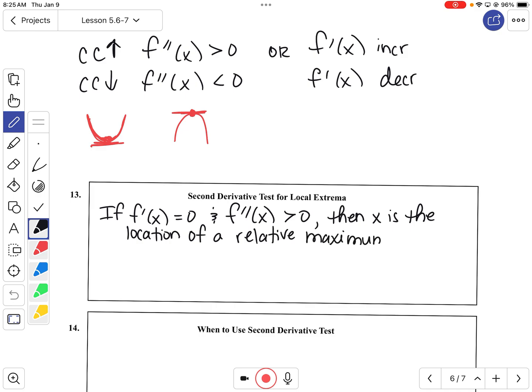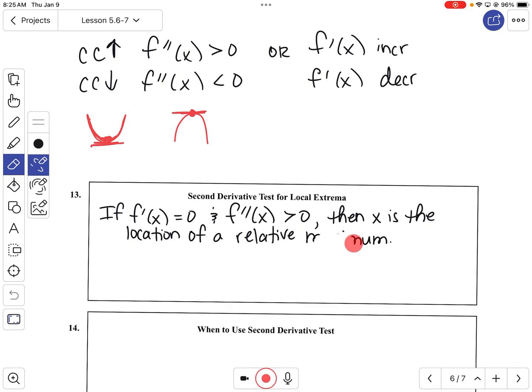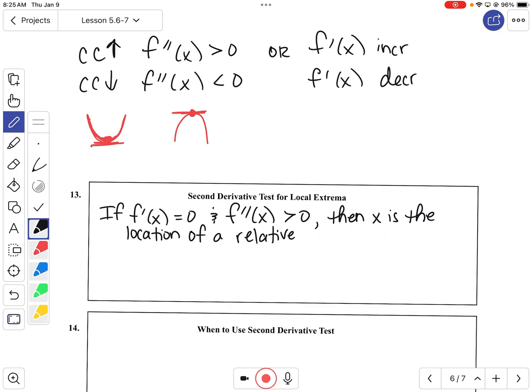Okay, so if we know the first derivative is equal to 0 and we know it's concave up, that would be a minimum. So we know it's a critical point and we know that it is concave up, then it has to have a minimum at that spot. Okay, and that's what the second derivative test says.